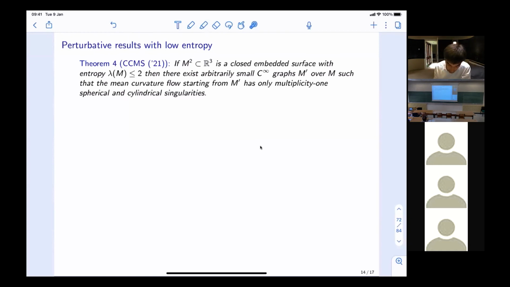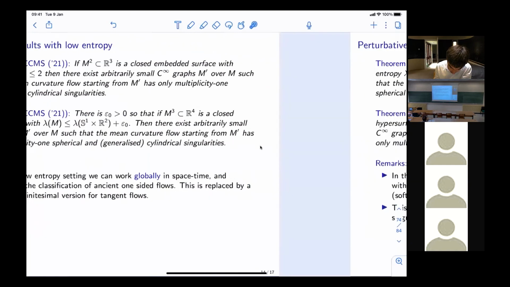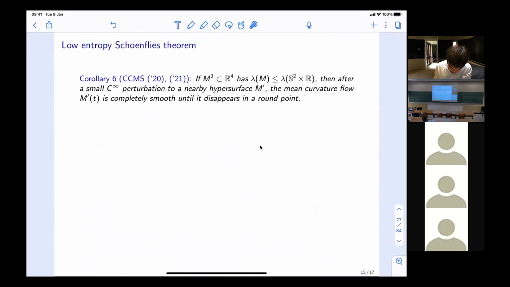Since time is running out, let me quickly skip this result in the low entropy setting here, and go to some more of the results. So what we can prove is our result. First, let's state this consequence. If we have a three-dimensional hypersurface in R4, and we have entropy below the first step, the first one would be S3, then S2 cross R, then we can actually prove that, so there's no gap theorem known in R4. That's not yet known. So there could be shrinkers in between the sphere and the cylinder.